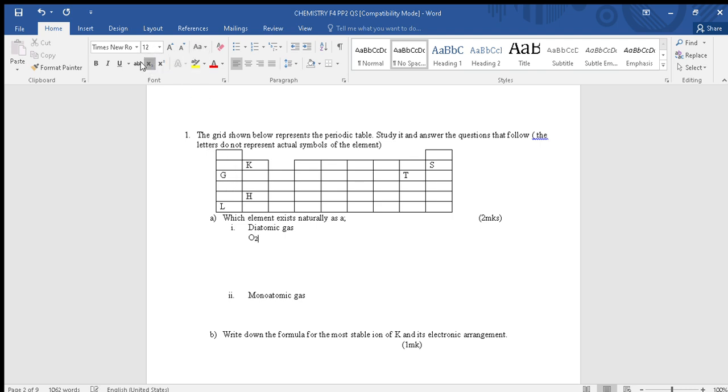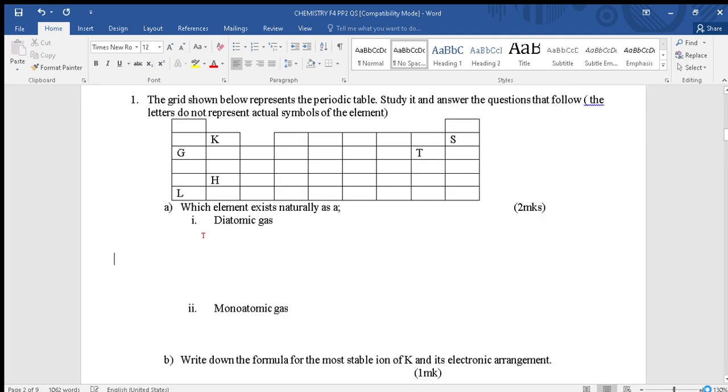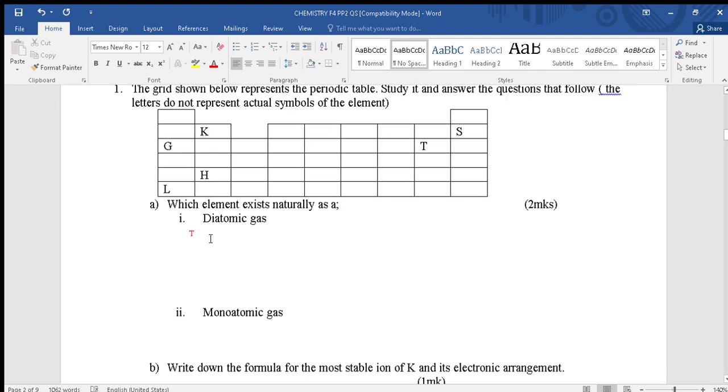So that means you have to look for a gas that has the same format as oxygen. And when you look at this table, the only gas that has the same format as oxygen is this T, because this T is chlorine, and chlorine is usually written as Cl2. So the gas that exists as a diatomic gas is gas T. That one has to be noted.